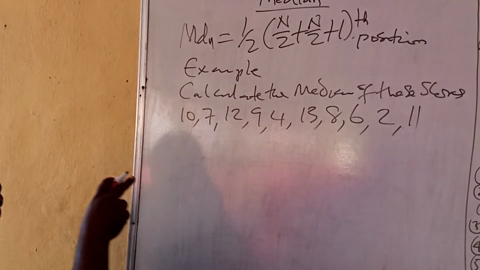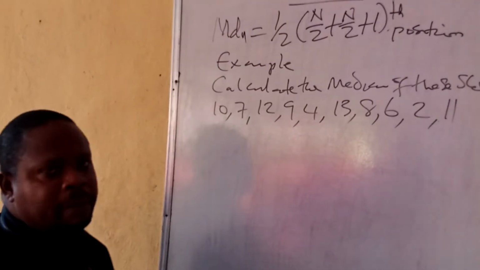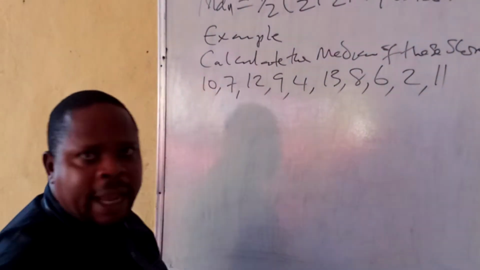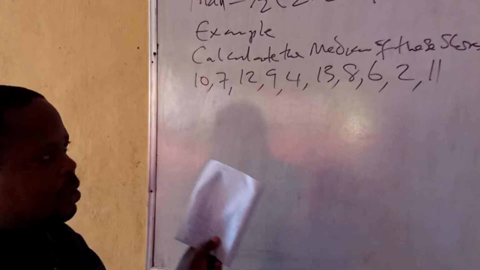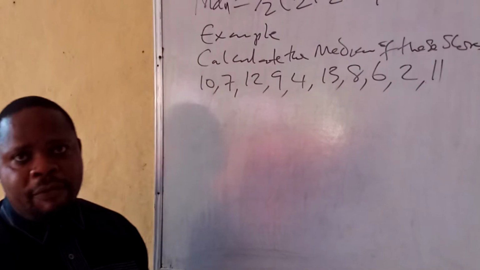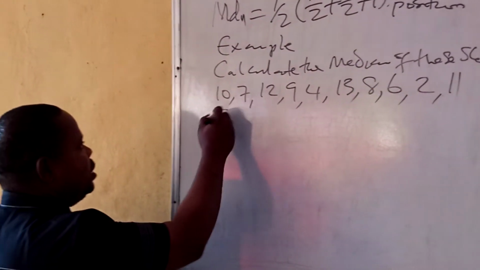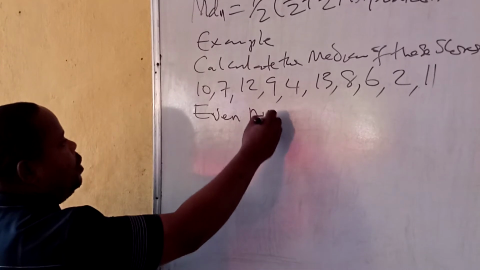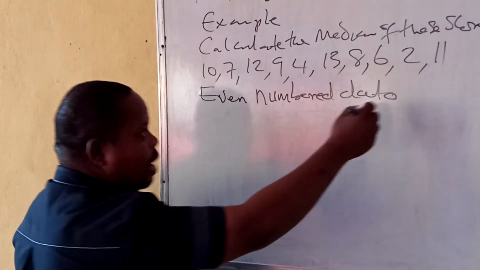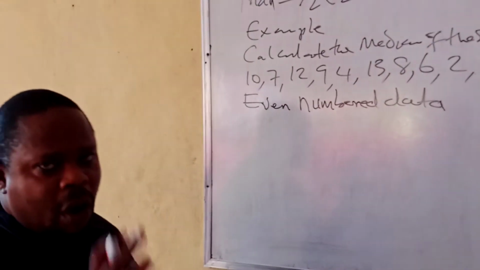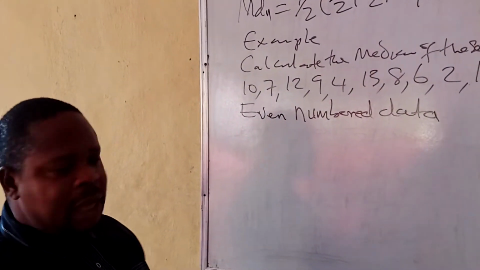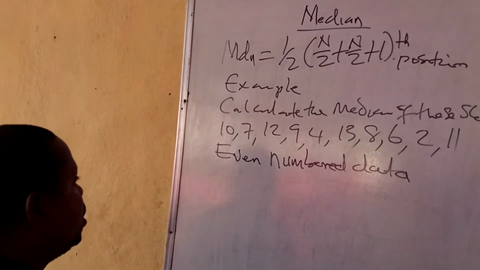Now, why is this data called even numbered? 1, 2, 3, 4, 5, 6, 7, 8, 9, 10. We have 10 scores, and 10 is an even number. So that is why this is an even numbered data. Let me write it: even numbered data. The other one had 7 scores. We say it is odd numbered data, but this one has 10, and 10 is an even number. It can be divided by 2 without any remainder.